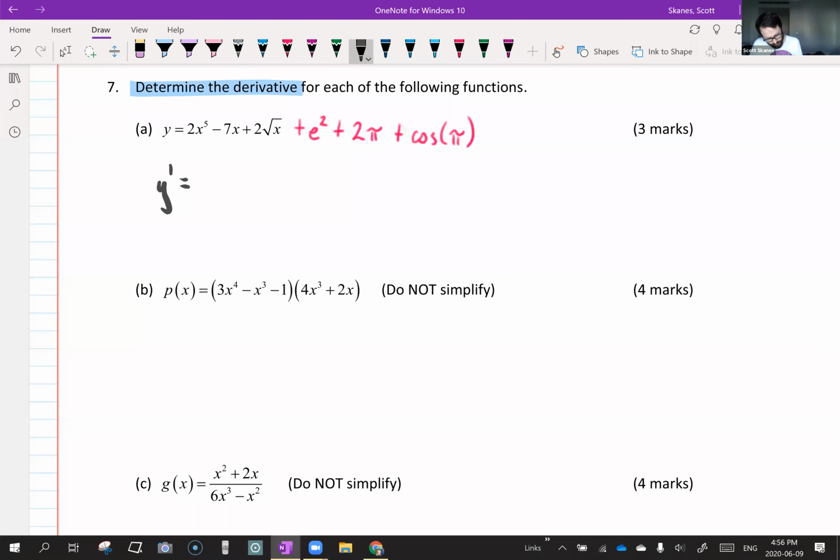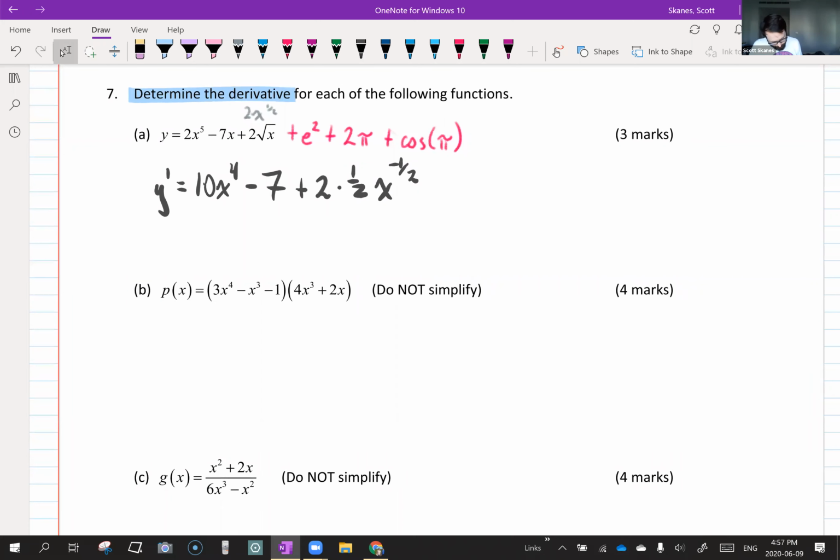Y prime is 10 x to the power 4 minus 7x. What's the derivative of 7x? It just deletes that x because it's 7. Plus, what happens with the square root, you may ask? Let's force it into power form, which is going to be 2 outside of x, power 1/2. You don't even need that bracket, actually. It brings the 1/2 down. X to the negative 1/2. Be careful with that.